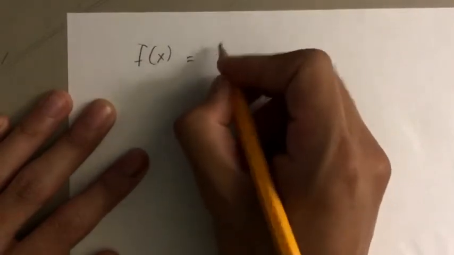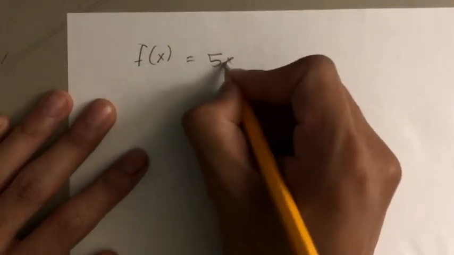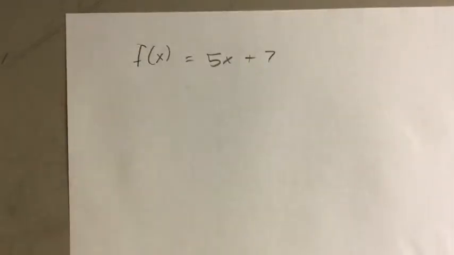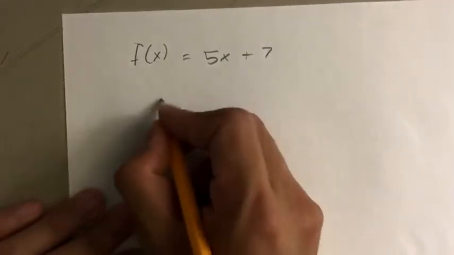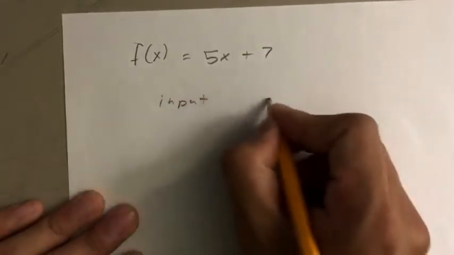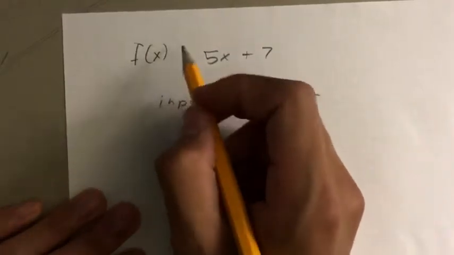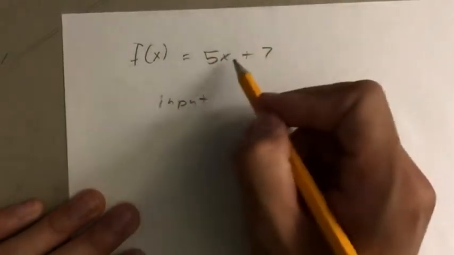Now, this is very useful to know because usually classes don't cover this until algebra 2, but I'm just going to cover it now. So a function is a great way to think about formulas or just using algebra in general. So basically for a function, we have an input and we have an output. What we put in is our x. So we're substituting some number for x.